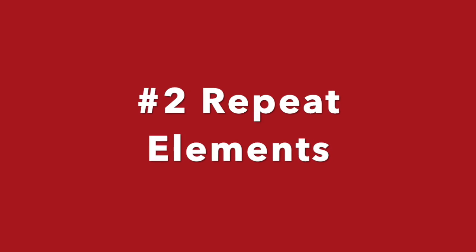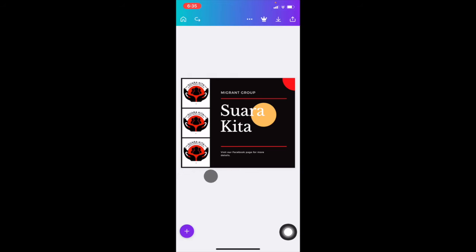The second rule of aesthetic is to repeat elements. So if you look at the left-hand side corner, you can see that I've used repeated images of the Swarakita logo using the grid function on Canva. Another thing you can do is repeat lines or basic design structures. For example, here I have a circle and I've used the same element here at the top to catch attention. This makes it more attractive to the person looking at the poster.